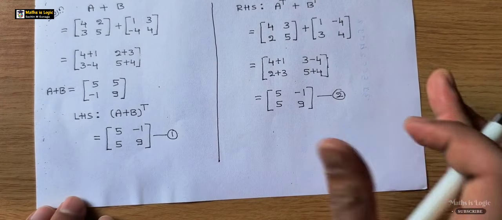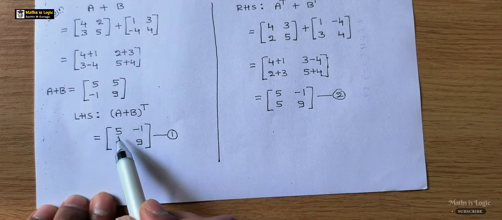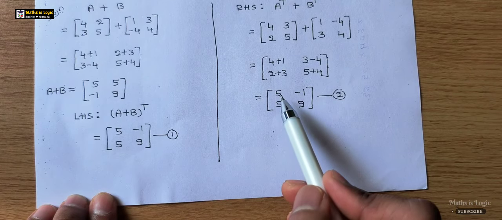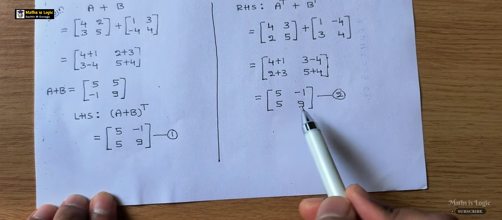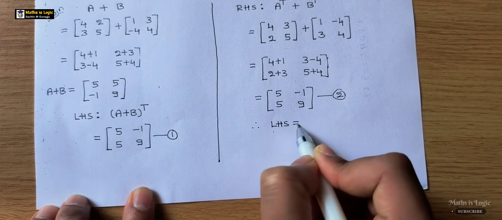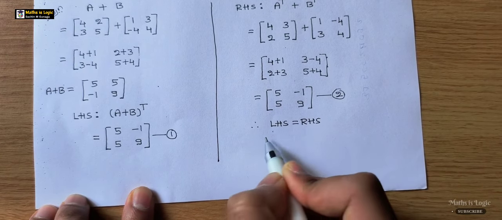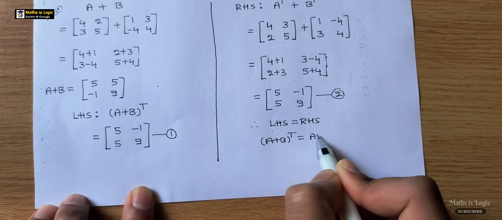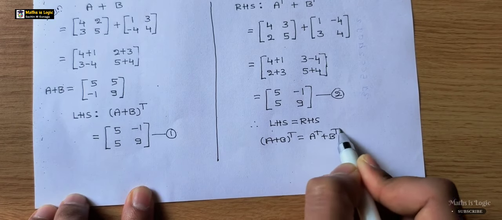Now you can see LHS value is 5, minus 1, 5, 9, and RHS value is also 5, minus 1, 5, 9. Therefore that means LHS is equals to RHS. That is A plus B whole transpose is equals to A transpose plus B transpose.